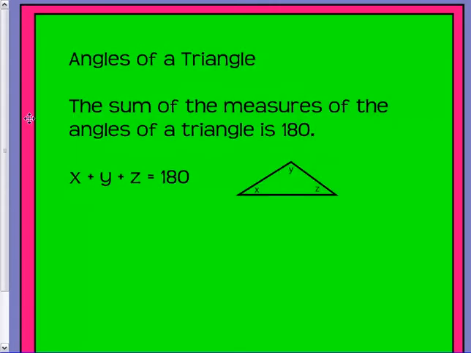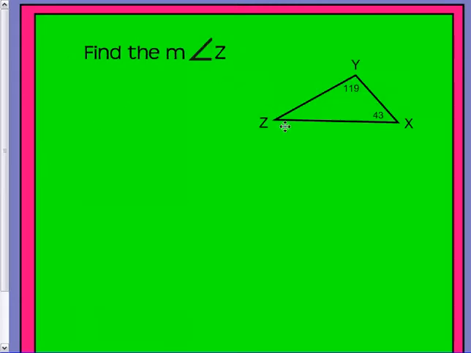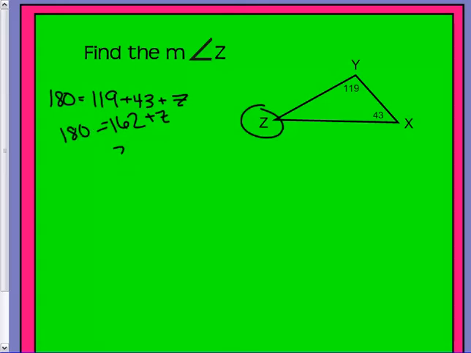All right, so the angles of a triangle. The angles of a triangle measure to be 180 when combined. So if I add x, y, and z, together they equal 180. That's helpful in problems like this, when we need to solve for z. So if I know that together they equal 180, that's my total. So I put 119 plus 43 plus angle z equals 180. And together over here we get 162 plus z equals 180. So if we take 162 away, z equals 18 degrees.